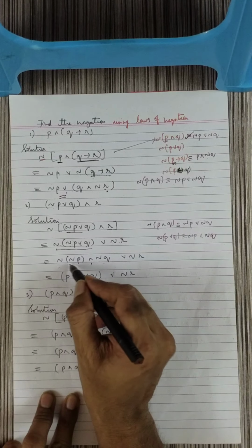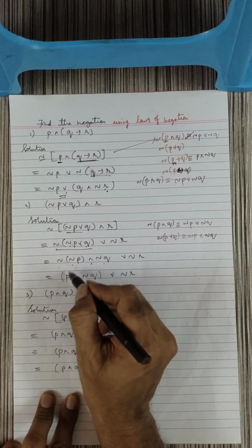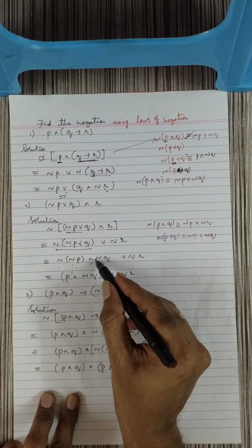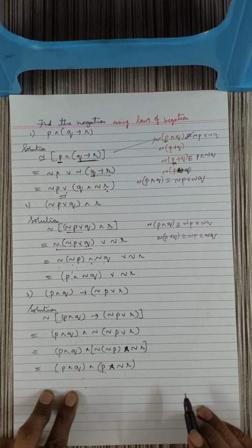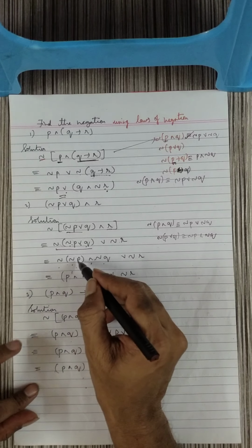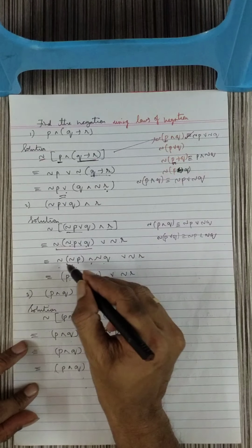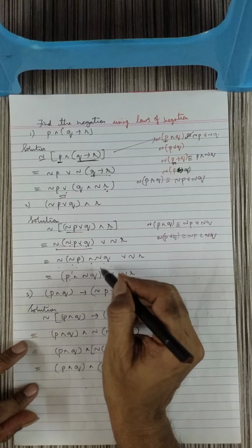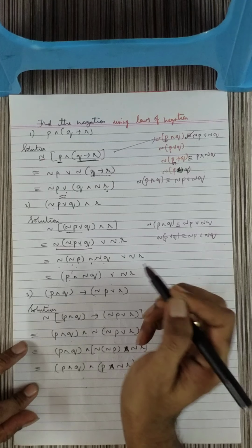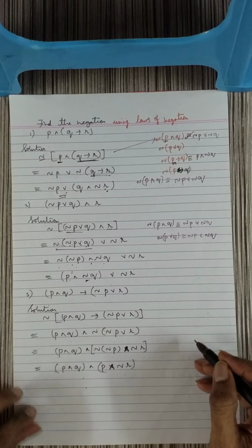And when negation and negation come next to each other, the negation goes and it becomes P. Remaining things are copied as it is. So negation of negation of P is P, and negation of Q or negation of R. So this is the second sum.